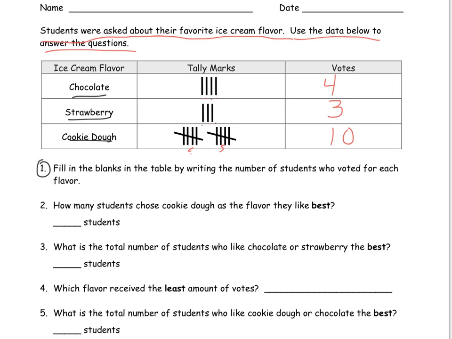So the next question down says, how many students chose cookie dough as the flavor they like best? So I'm going to look at cookie dough, and I see that 10 did. So I'm answering the questions based off of my data in the chart above. Number 3 says, what is the total number of students who like chocolate or strawberry? So I'm going to add those two together. So I see I have chocolate, which is 4, and strawberry, which is 3, and 4 plus 3 is 7.